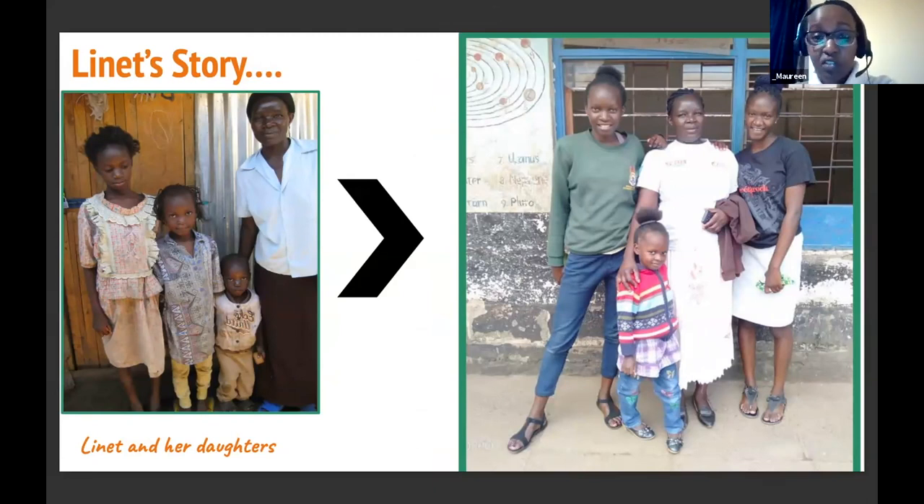Lynette was enrolled in the family support program following the adverse effects of the post-election violence in 2007. She'd lost her business, she had been separated from her children and suffered post-traumatic stress. The house she lived in was caving in, and she was not able to afford meals and lacked any form of social support. So this is the crisis stage.